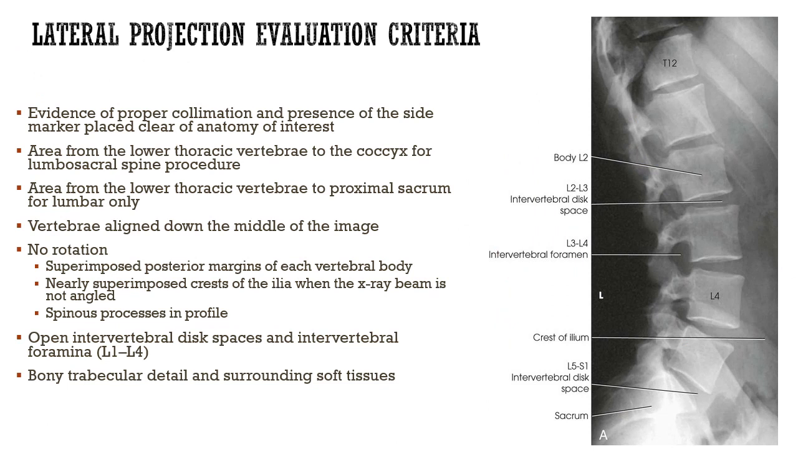So looking at the image that we can see, from L1, which is located here, down to L5, we're looking at a lateral projection. We can see the lumbar bodies and the intervertebral disc spaces, the spinous processes, and then the intervertebral foramina shown in the image. And there should be no rotation.